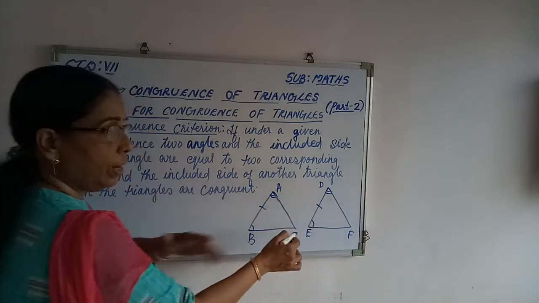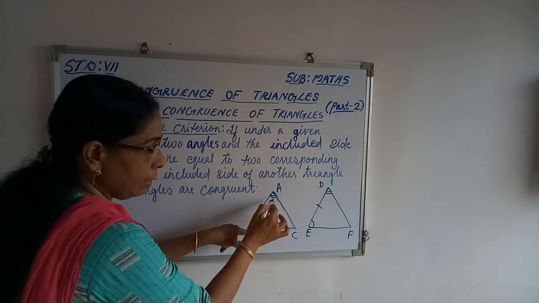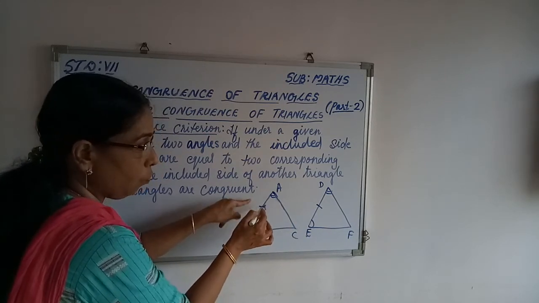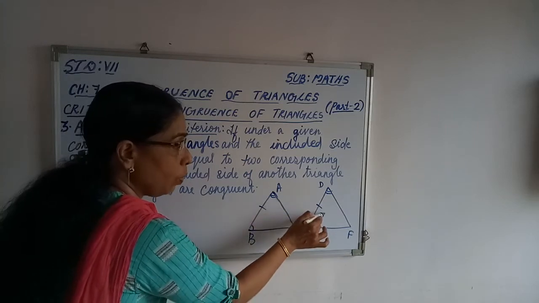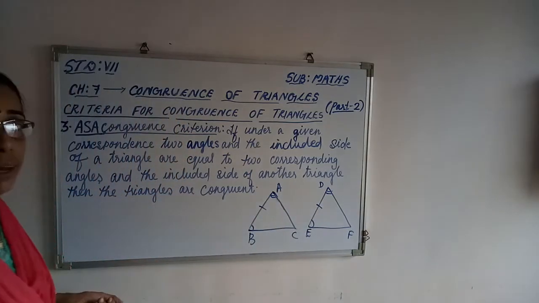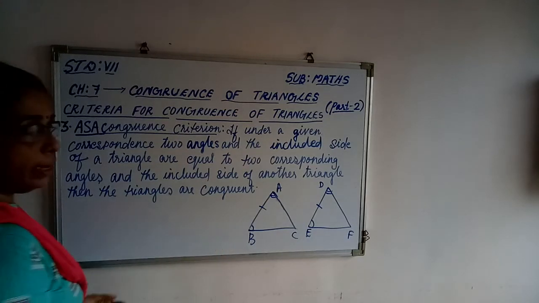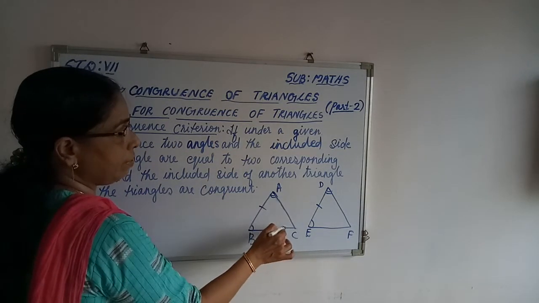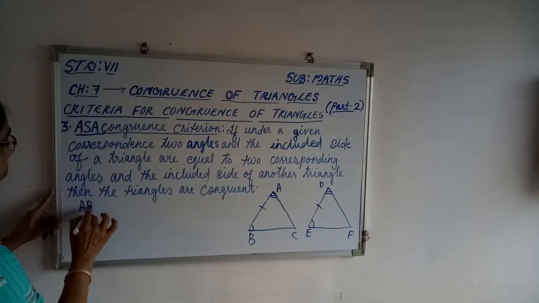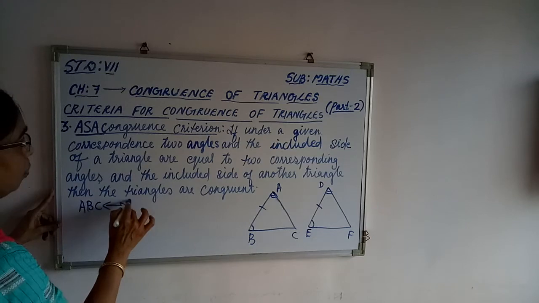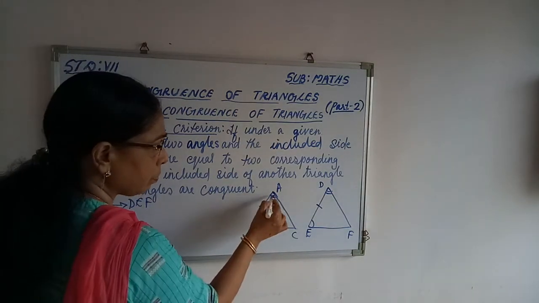Two triangles are given under a given correspondence. Two angles and the included side of one triangle are equal to the two angles and the included side of another triangle. We can say both the triangles are congruent. Now see the triangles that I have drawn here. Triangle ABC and triangle DEF. The correspondence is ABC corresponds to DEF. See how it is marked here.